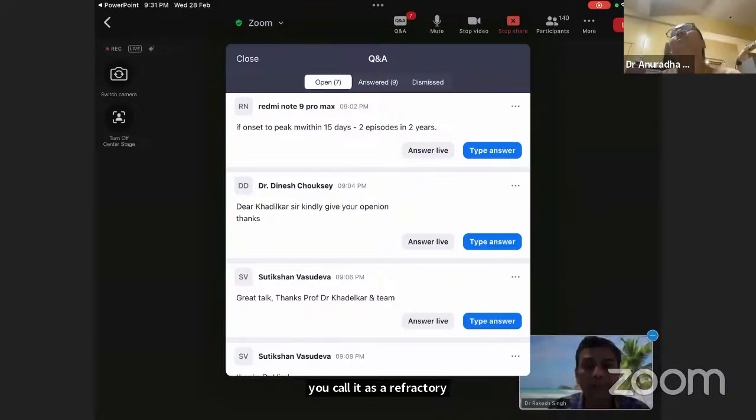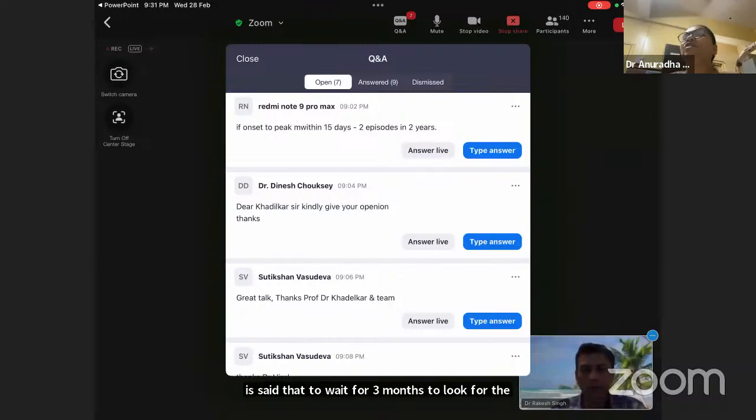Yes, sir. When we start the patient on first line immunotherapy, that is the glucocorticoids, and then switch and combine the first line therapy, that is methotrexate and azathioprine, it is said that we should wait for 3 months to look for the response. If the patient comes with recurrent weakness, then we have to actually consider what we have done.